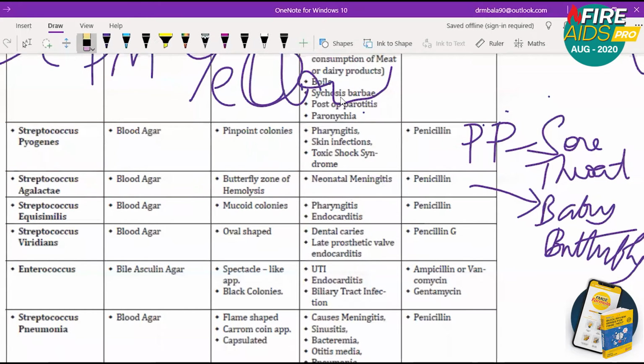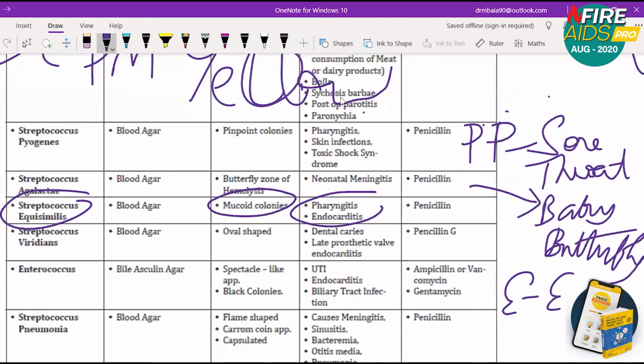Then Streptococcus equisimilis. It causes mucoid colonies, pharyngitis, endocarditis. Penicillin is the drug of choice. Okay, fine. So mucoid colonies, pharyngitis, endocarditis. One point I want you to remember, equisimilis is for endocarditis. Equisimilis, endocarditis.